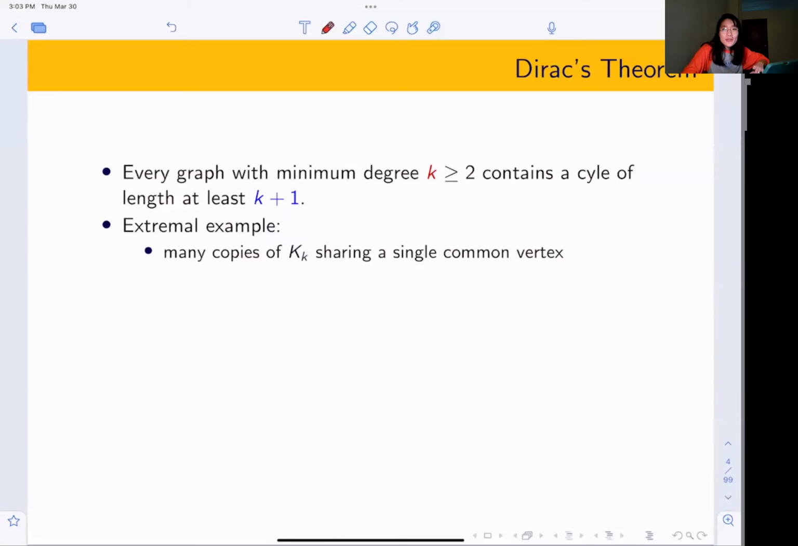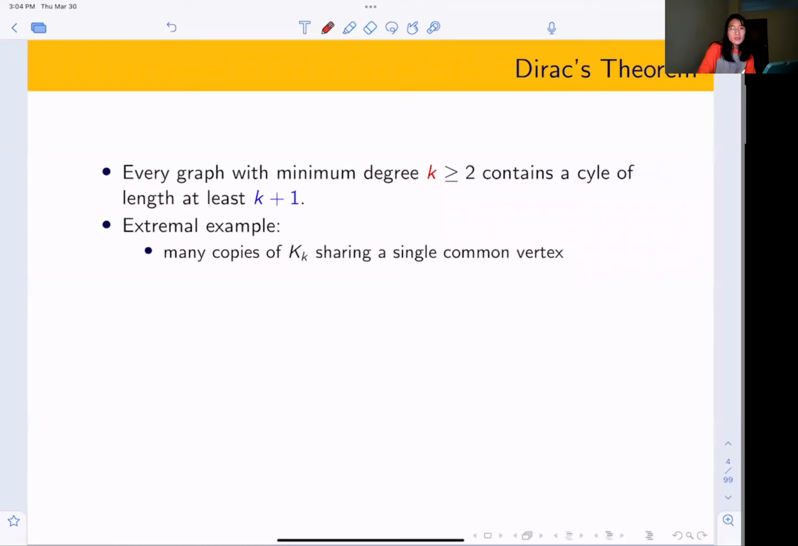Okay, so here are some other results which were buried inside his paper. Every graph with minimum degree k, which is at least 2, contains a cycle of length at least k plus 1. So to prove this, you can prove it greedily. You just have some longest path. Look at the endpoints. The endpoints must have all of their neighbors inside of the path. So there must be some cycle of length at least k plus 1.